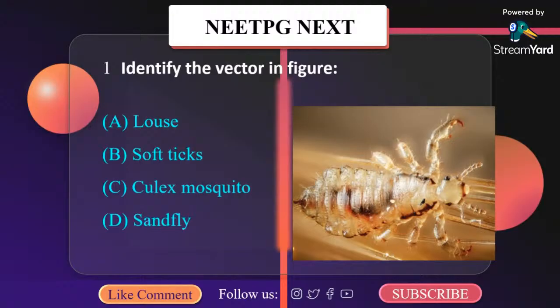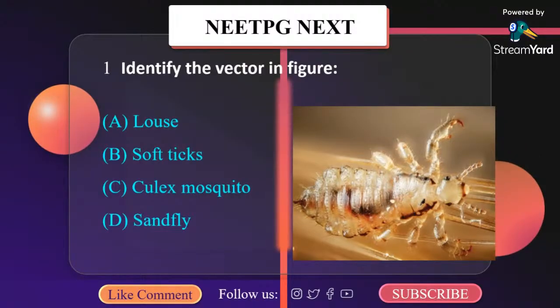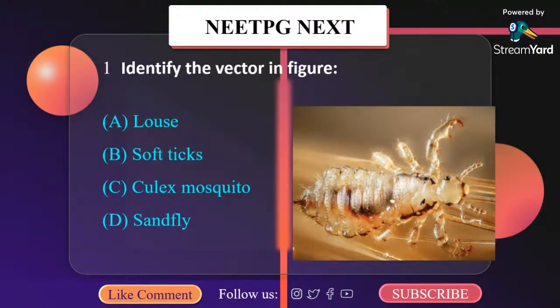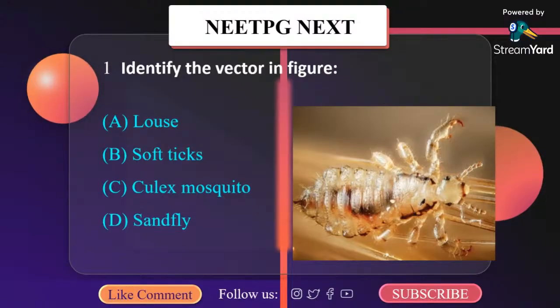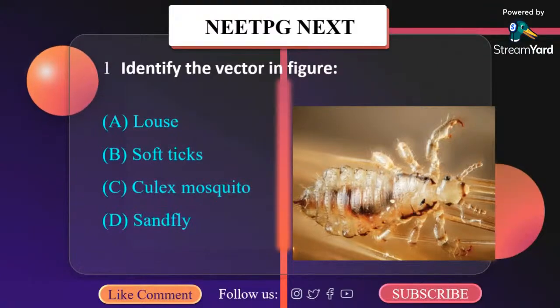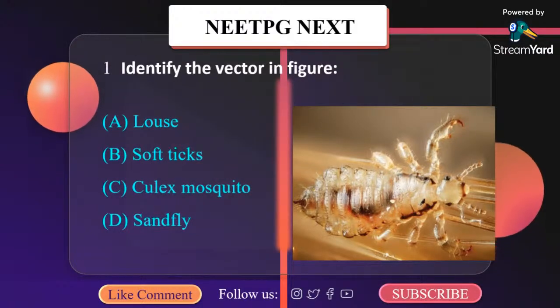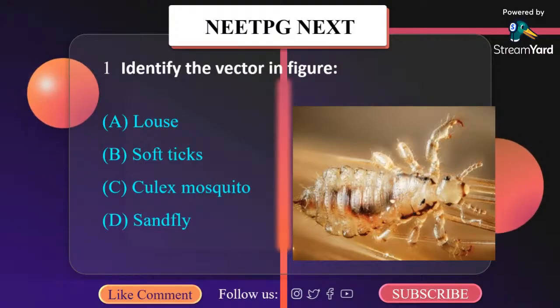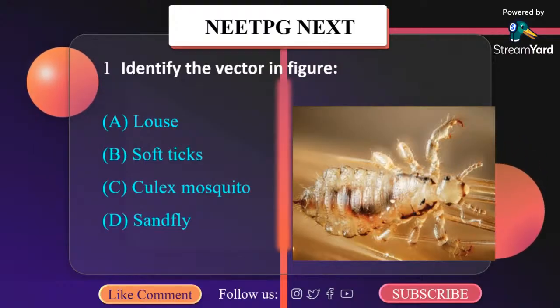Identify the vector in the figure. A. Louse. B. Soft tick. C. Culex mosquito. D. Sandfly. What do you think is the correct answer here? Well, it is the louse.